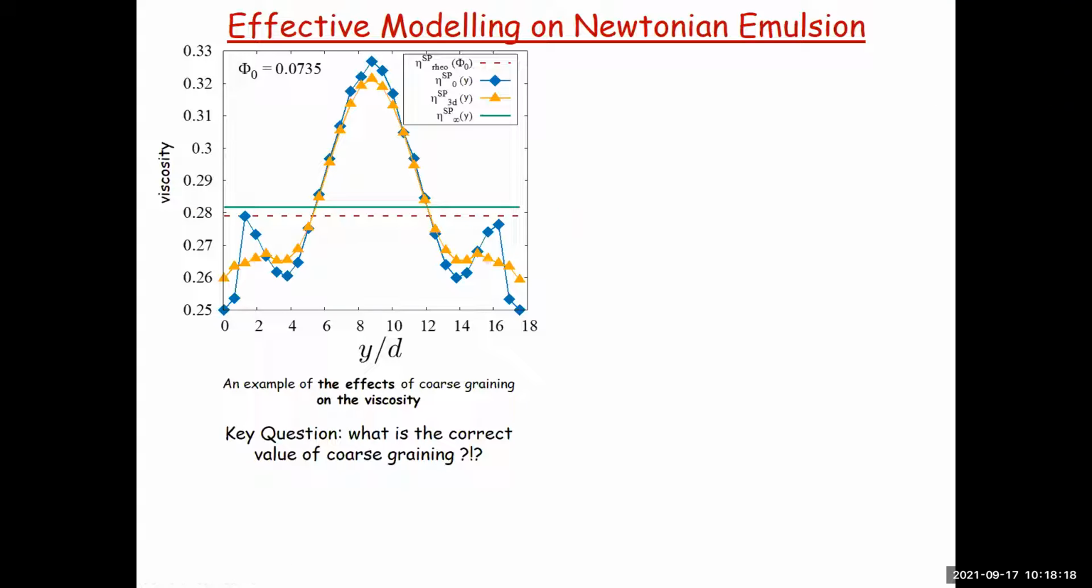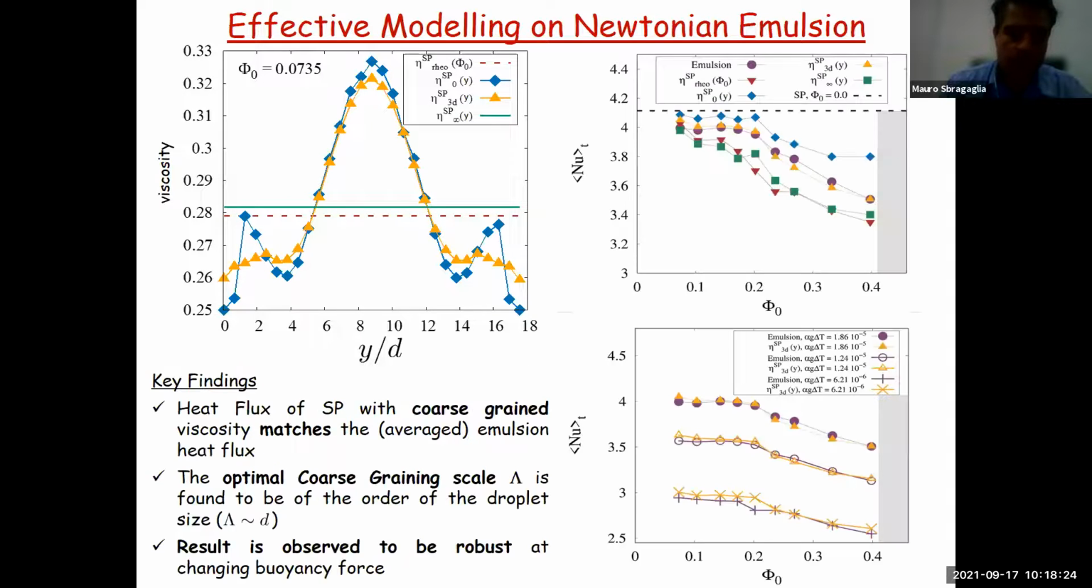Yes, the question is to understand what is the right value of coarse graining. It came out that the value of the coarse graining length scale is obtained by choosing lambda in the order of the mean droplet diameter. That's a result that we obtained for a specific value of the buoyancy forces, and is also found to be robust at changing the buoyancy forces themselves.